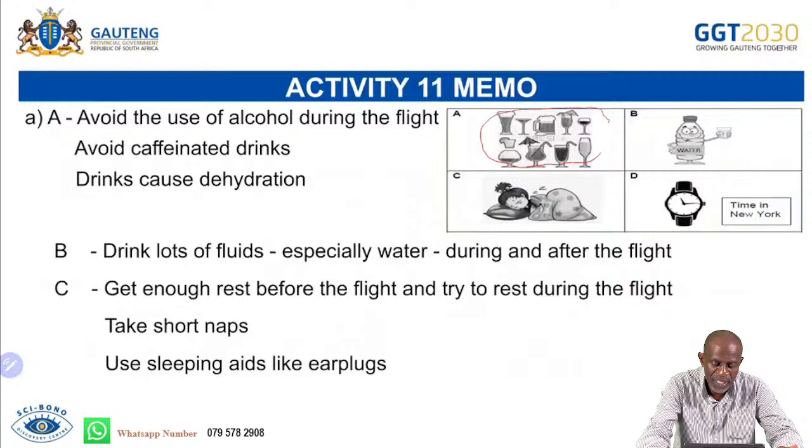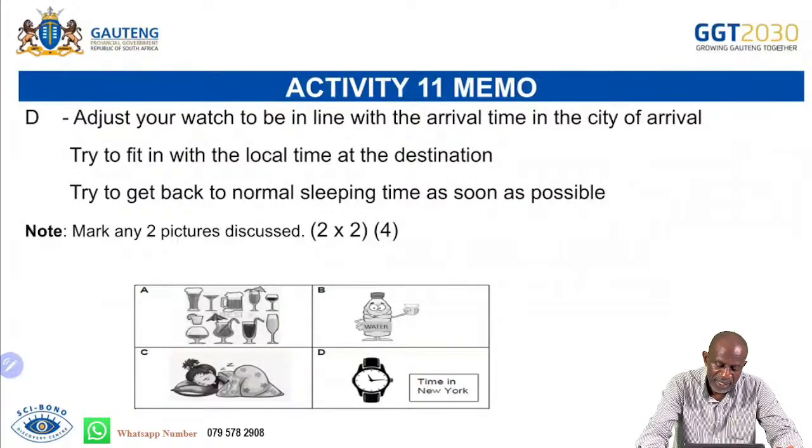Drink a lot of fluid, that is your number B. It indicates water, that you need to drink a lot of water, as it is emphasized here, especially water during and after the flight. Our number C, get enough rest before the flight and try to rest during the flight. Take short naps, use sleeping aids like earplugs. And the fourth one, it indicates a clock, that is the time in New York, a rest watch.